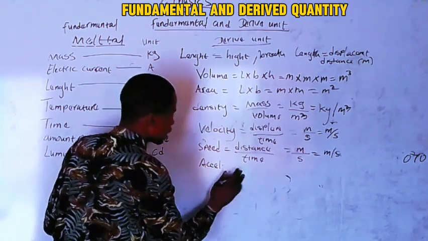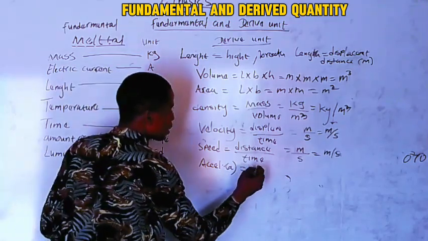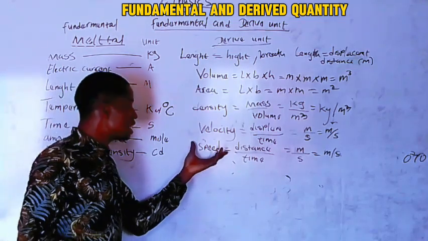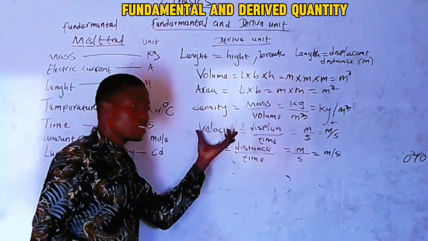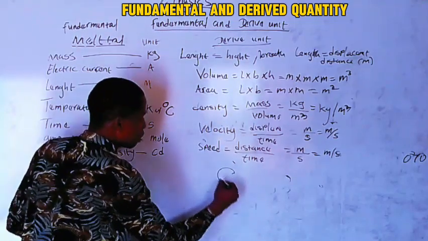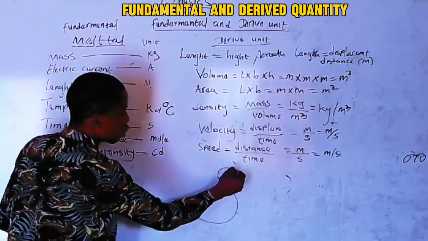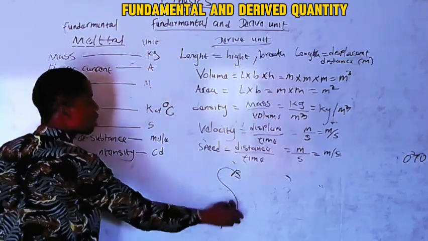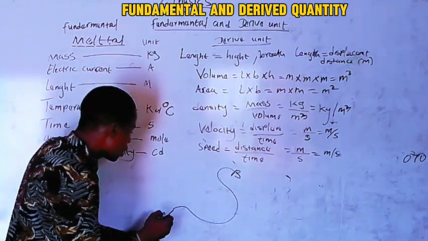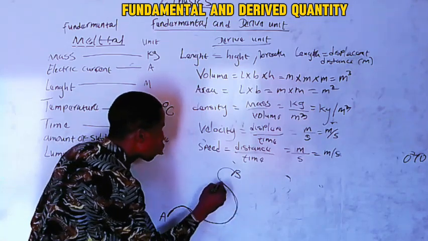Acceleration, we use A for acceleration. Acceleration is equal to what? Now, I want to explain the difference between speed and velocity. Let us assume we have a man who walked from A to B. Look at it. He moved from A, go like this, go like this. Now, when somebody moves from A to B.